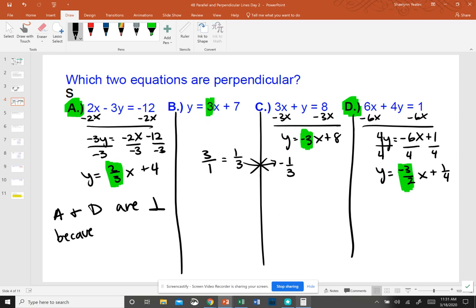Because they are opposite reciprocals. In other words, 2/3 flipped over would be 3/2 and negative.